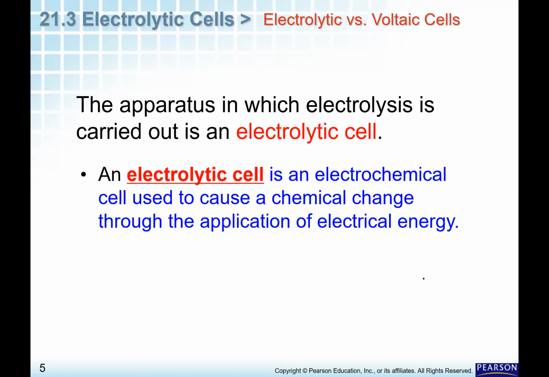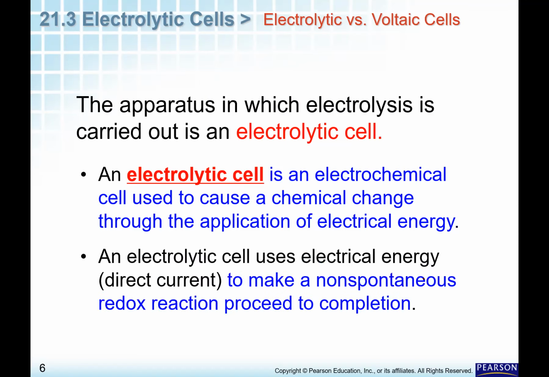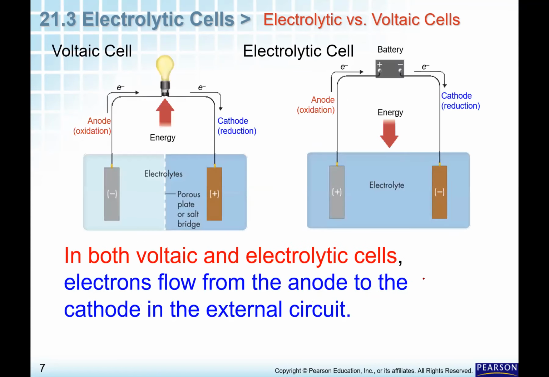All right, so again, electrolytic cell is an electrochemical cell that causes a chemical change by applying electrical energy. And it is used usually for non-spontaneous reactions. When we have a non-spontaneous reaction that is not possible to happen by itself, we enforce that by applying electrical energy in the form of a direct current.